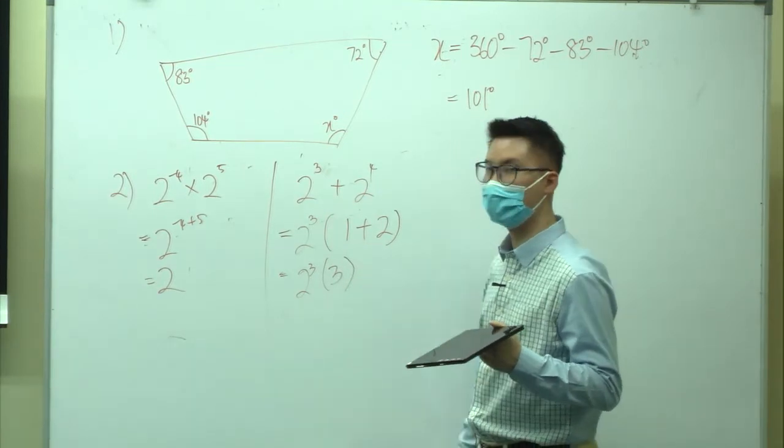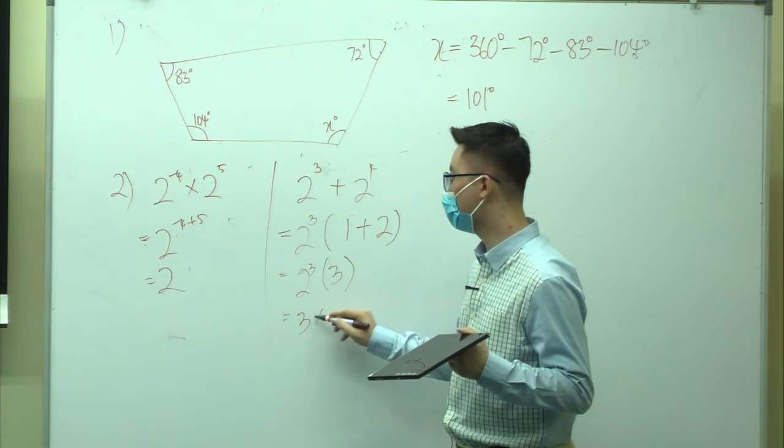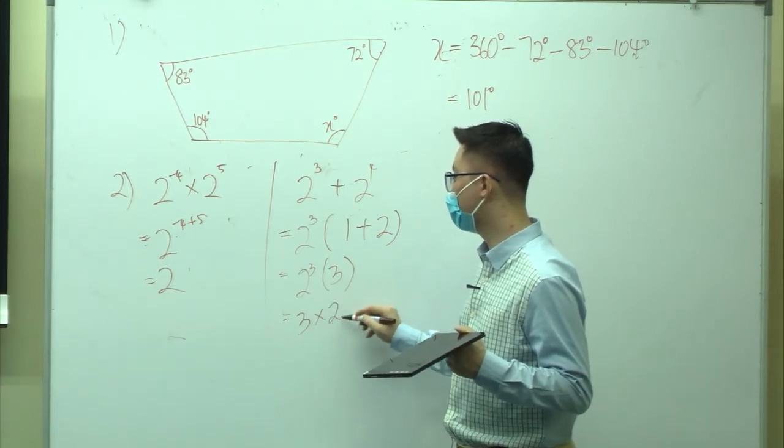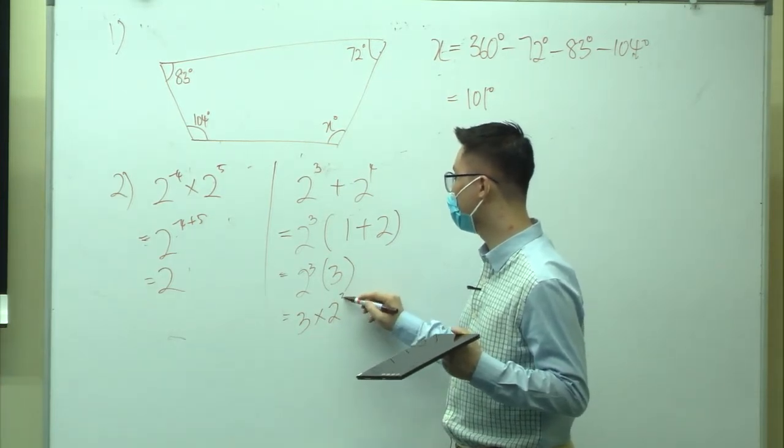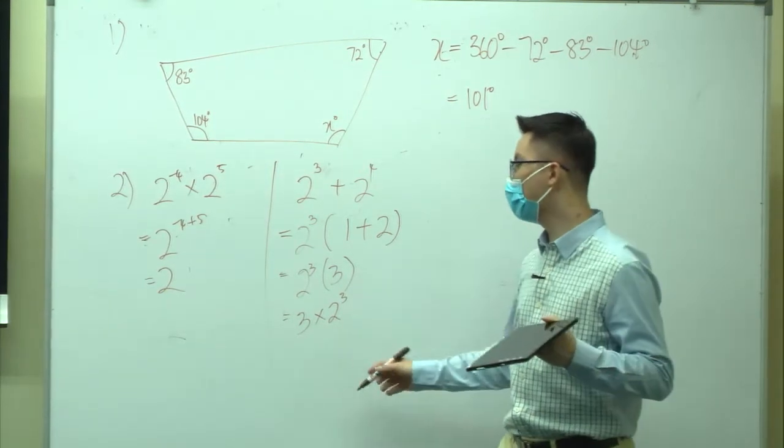1 plus 2 is 3. Now, this can be simplified to 3 times 2 to the power of 3. That's all. You can leave your answer like this. Of course, you can also leave your answer as a whole number.